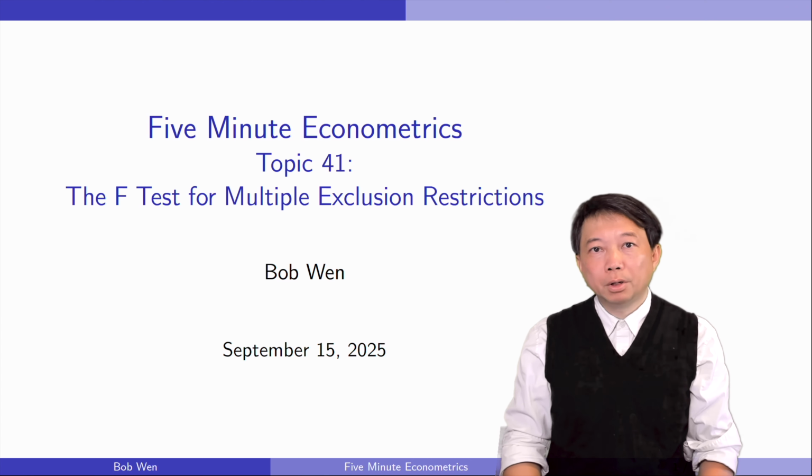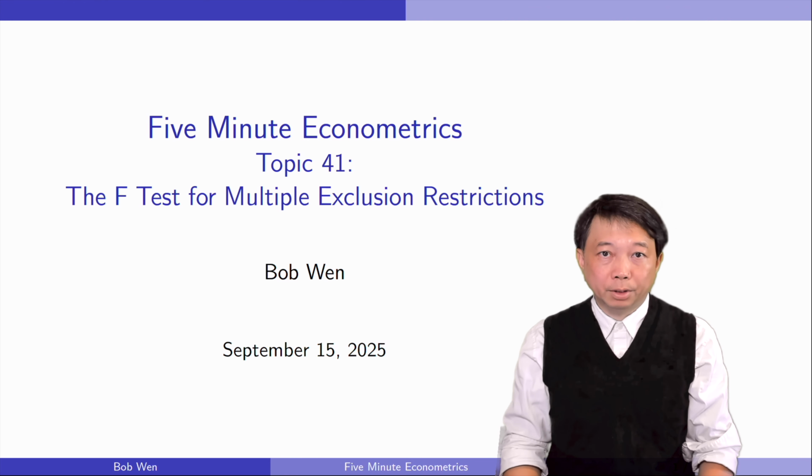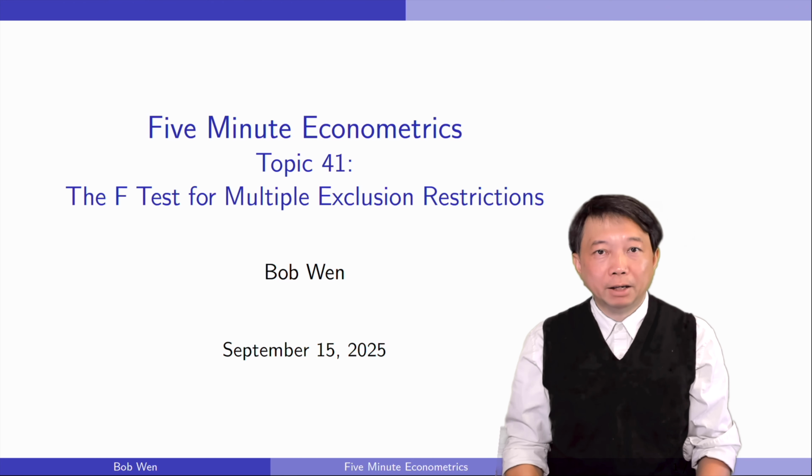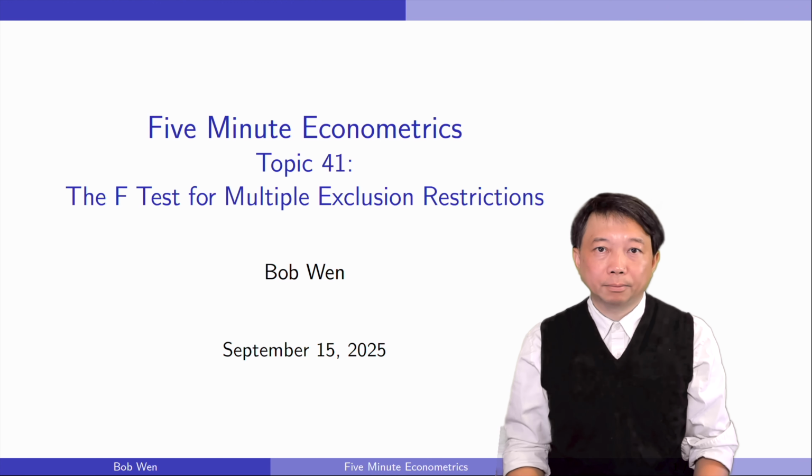In previous videos, we have learned the t-test for a single parameter in the model. It usually tests the statistical significance of individual explanatory variables. Then we learned the hypothesis tests for a single linear combination of parameters in the model. After placing the linear combination on the left-hand side, we can define a new parameter and transform the model so that it becomes a t-test for a single parameter.